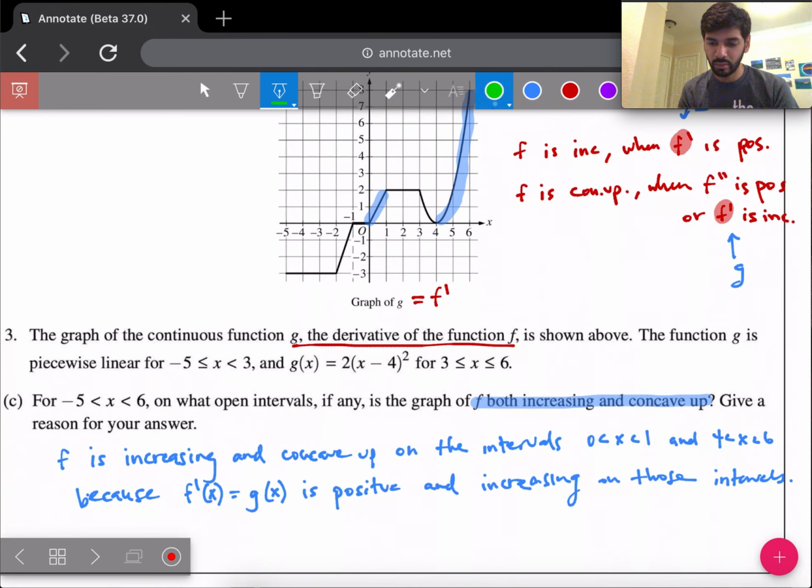Okay, there you go. So really specifically, increasing and concave up, and I wrote positive and increasing right here. Okay, this looks very similar to what you might have done in Delta Math in the past. These correspond with each other. F is increasing corresponds to F prime is positive. F is concave up corresponds to F prime is increasing.